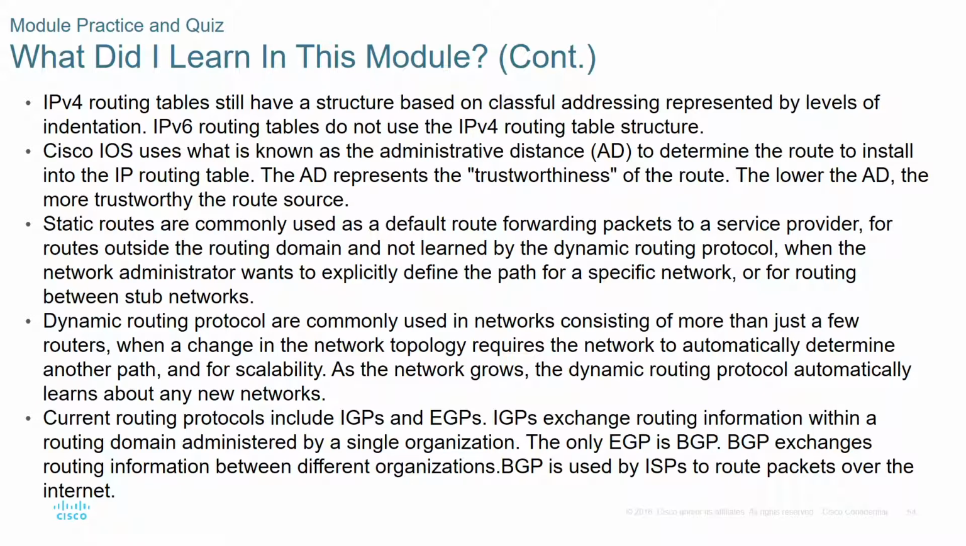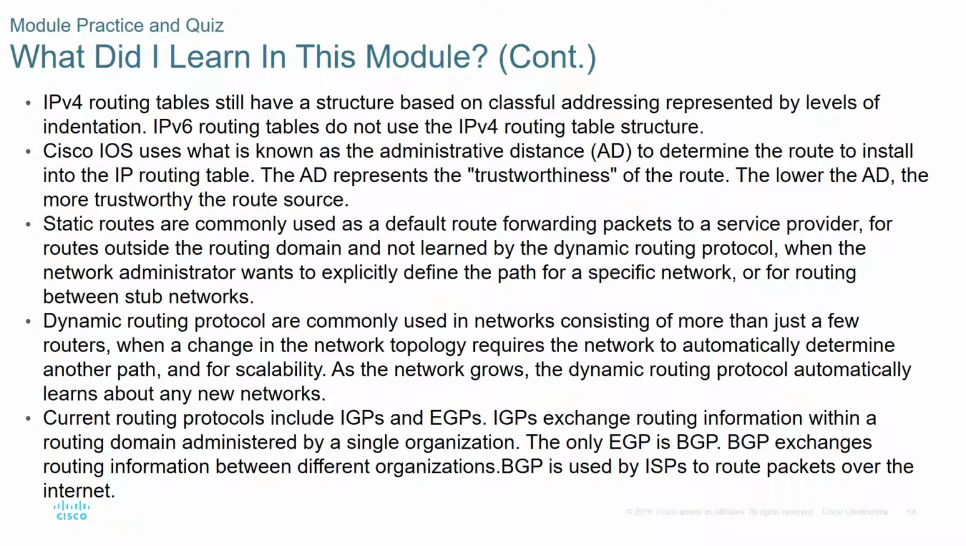Static routes are commonly used as a default route forwarding packets to a service provider, for routes outside the routing domain and not learned by the dynamic routing protocol, when the network administrator wants to explicitly define the path for a specific network, or for routing between stub networks. Dynamic routing protocols are commonly used in networks consisting of more than just a few routers, when a change in the network topology requires the network to automatically determine another path, and for scalability. As the network grows, the dynamic routing protocol automatically learns about any new networks.